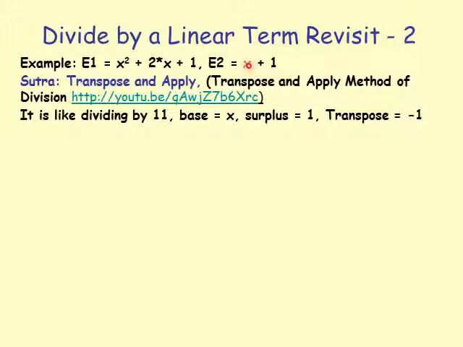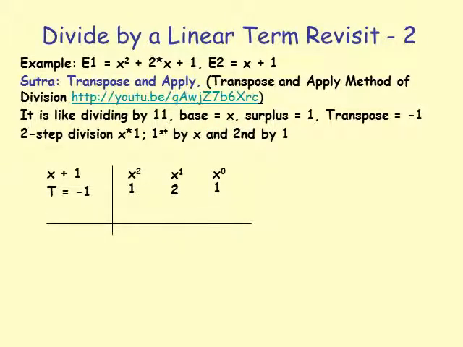We said x is like 10 when we were comparing a number in the decimal number system to an expression in algebra. Base is x and surplus is 1, and the transpose of that is minus 1. So let's see how we write up the problem here. With two-step division, base is x times 1. First we divide by x, and then second by 1. I've set up a problem like this: x plus 1 is my divisor, and transpose is minus 1.